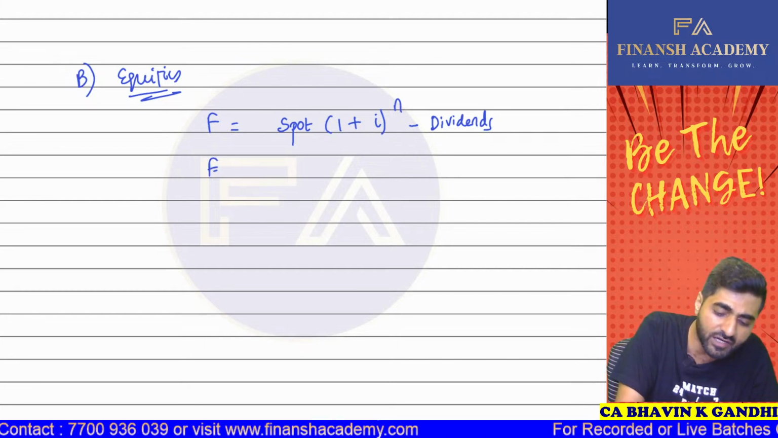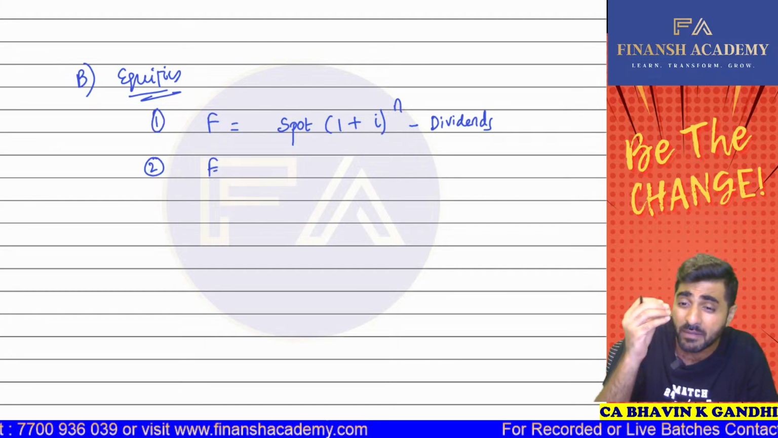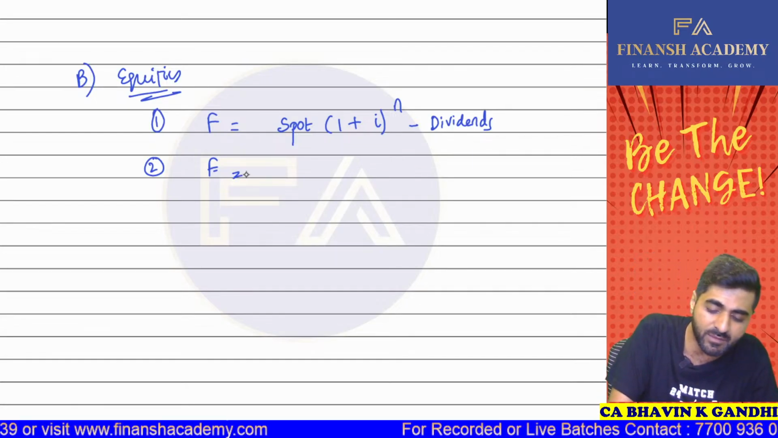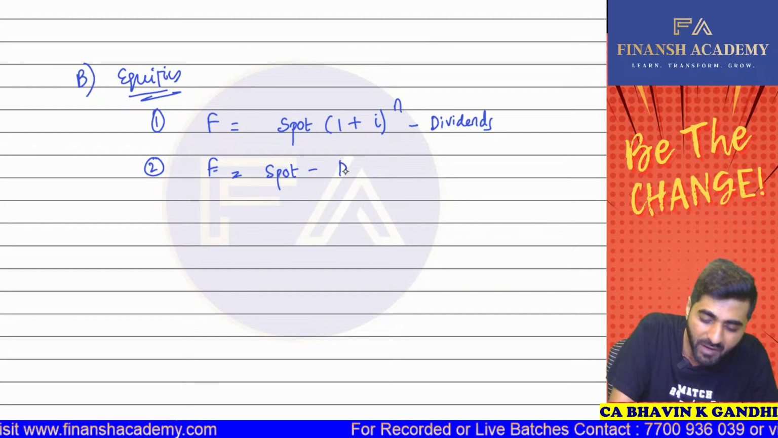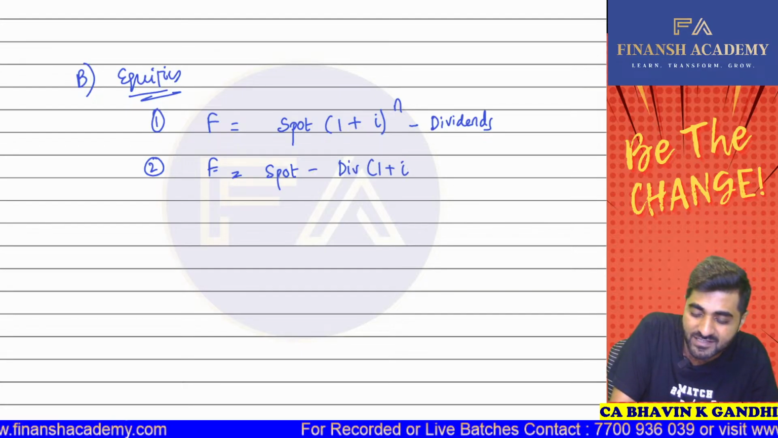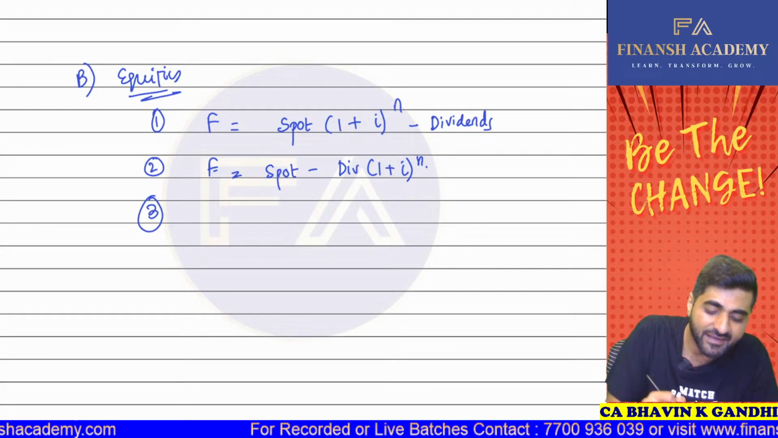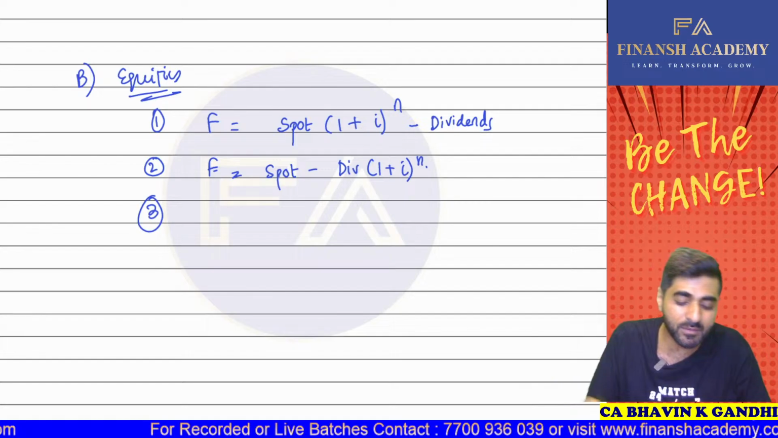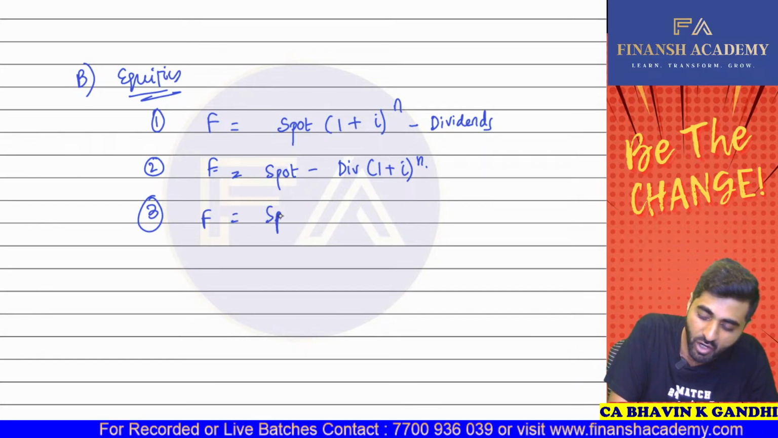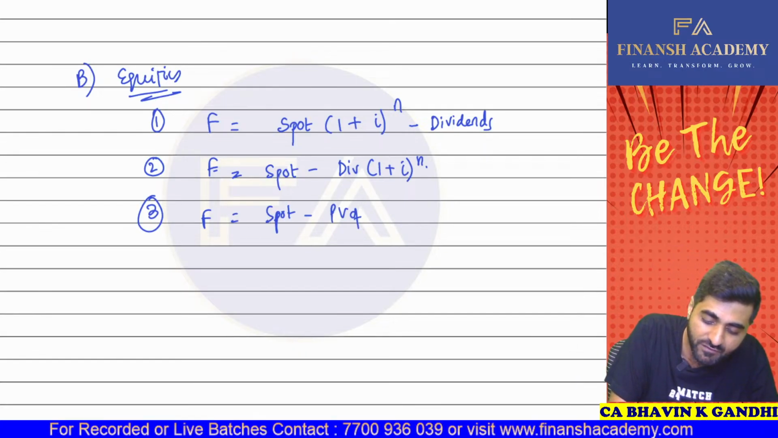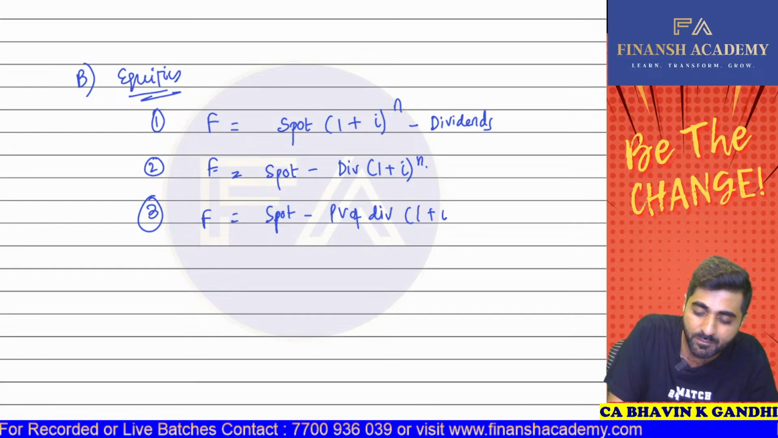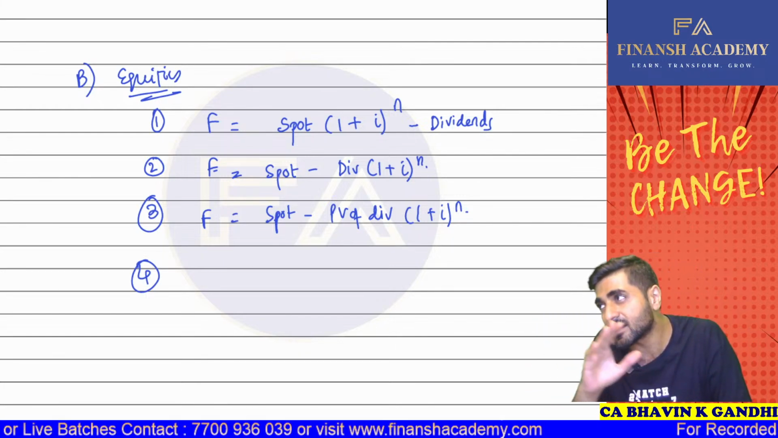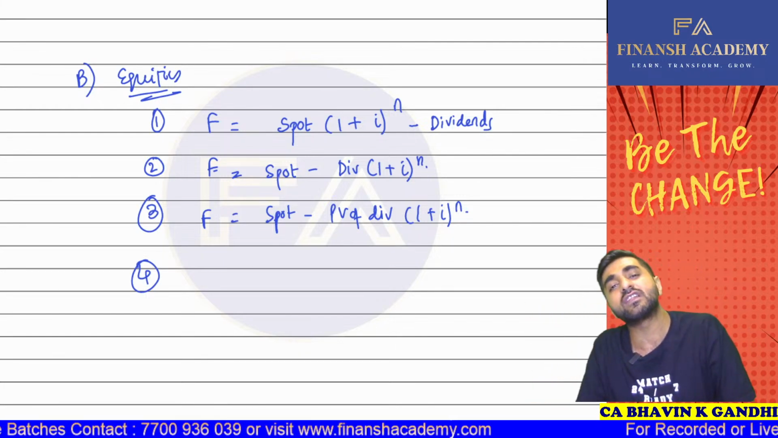Similarly, my dear students, if your dividends are paid at the beginning, so when a seller is going to receive the dividends at the beginning, then your future will be what? It will be nothing but spot minus dividends into 1 plus I raised to the power n. And again, if the dividends are received somewhere in the middle of the year, then what will be the formula for the same? It will be spot minus present value of dividends, my dear students, into 1 plus I raised to the power n. So the power of compounding all depends on what the contract tenure is and what the frequency of compounding is.